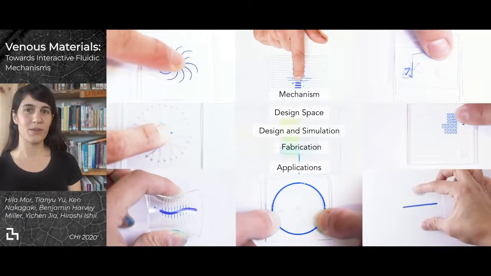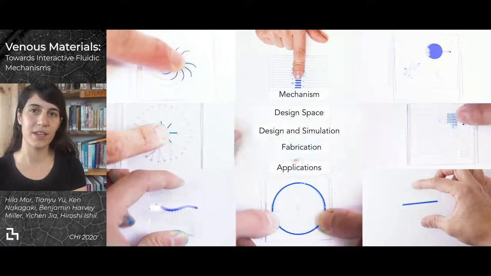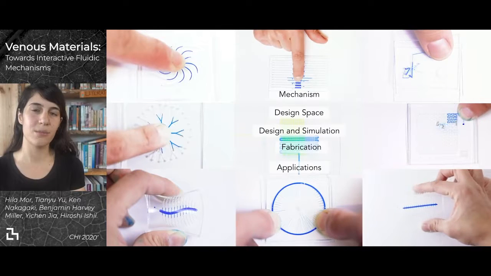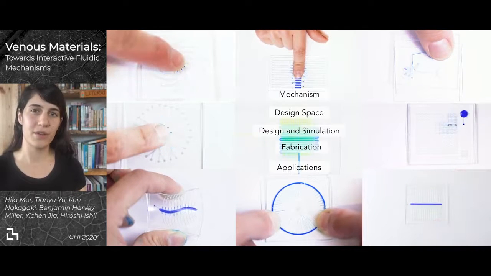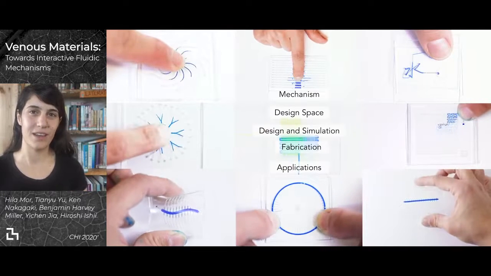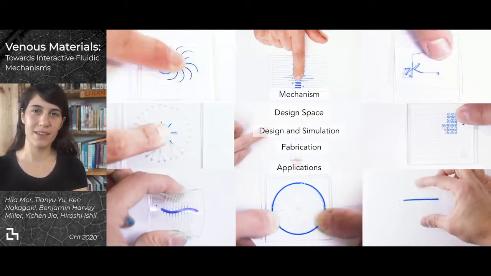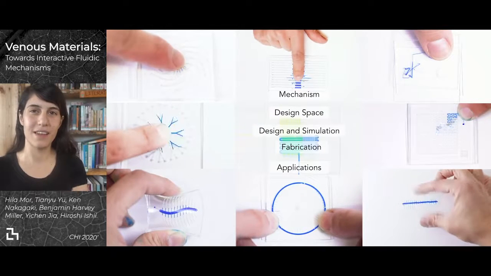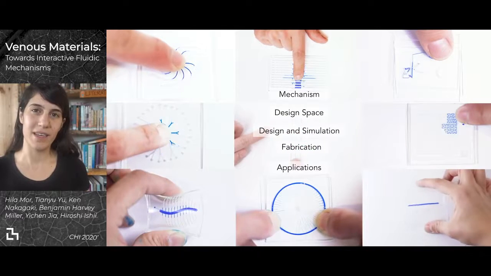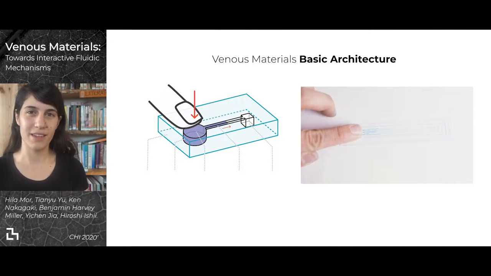So today we're going to speak about this very basic mechanism and architecture that we studied and developed. From this basic mechanism, we created different configurations, as you can see in the back of this slide. To do that, we will go through the mechanism, the design space, the design and simulation tool, the fabrication process, and the applications. So let's start from the basic architecture of the mechanism.